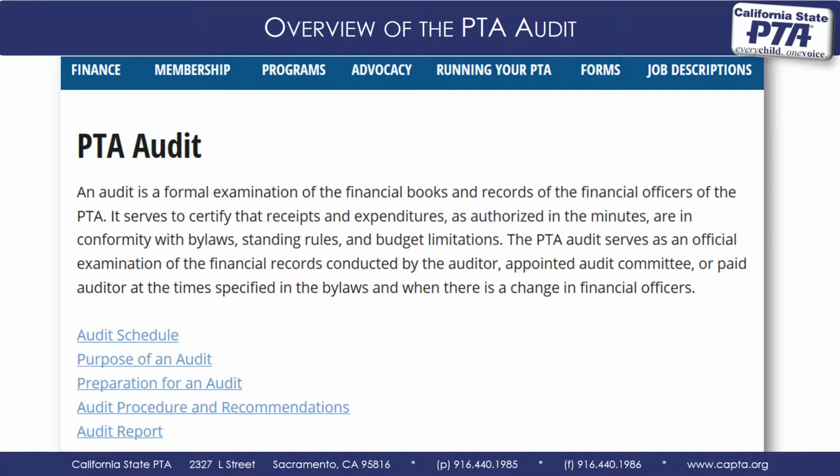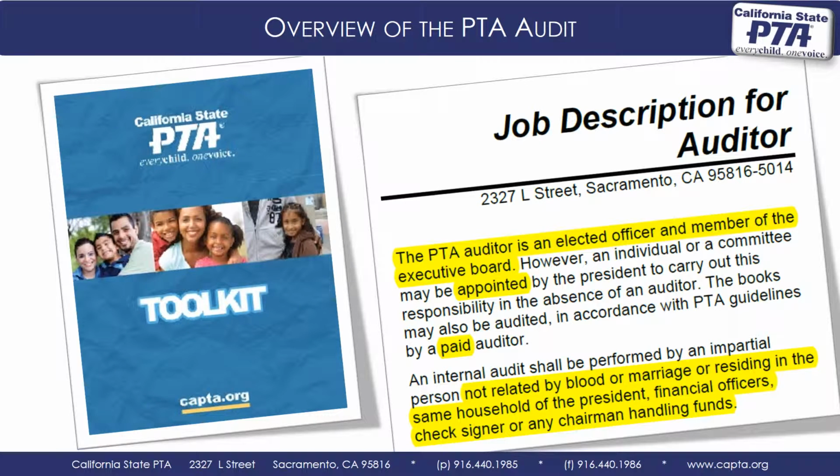The toolkit contains information on the audit schedule, the purpose of an audit, preparation for an audit, audit procedure and recommendations, and the audit report. It also contains a job description for a PTA auditor. The PTA auditor is an elected PTA officer and member of the PTA Executive Board. If an auditor was not elected, one may be appointed or hired.